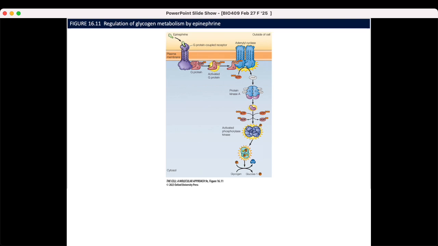But yeah, so here's the pathway. It's just epinephrine binding in some muscle cell. That's what we're thinking it is. G protein coupled receptor, and it activates GTP and the G protein, and then it activates this protein called adenylyl cyclase. And that catalyzes the production of cyclic AMP.